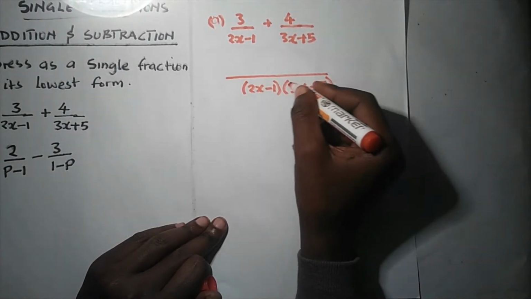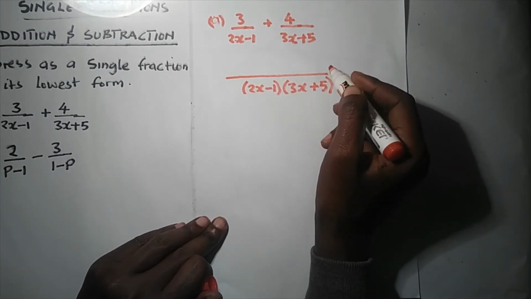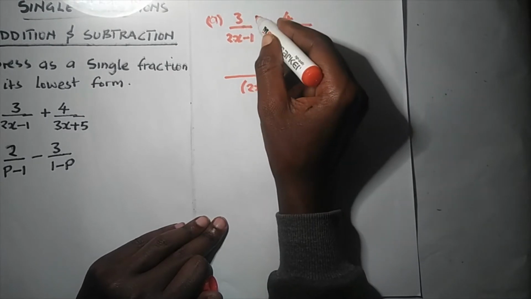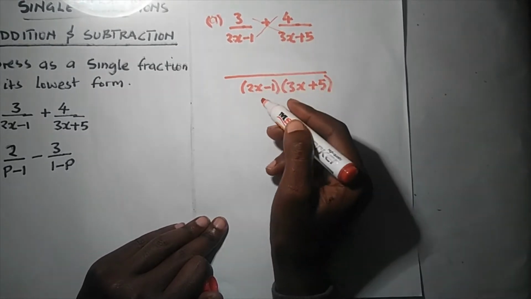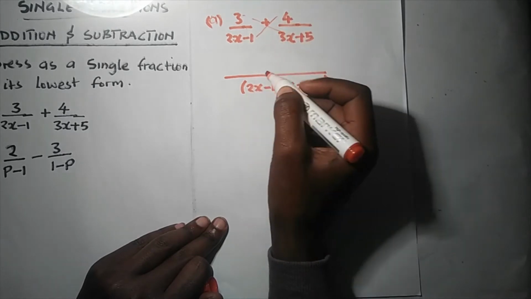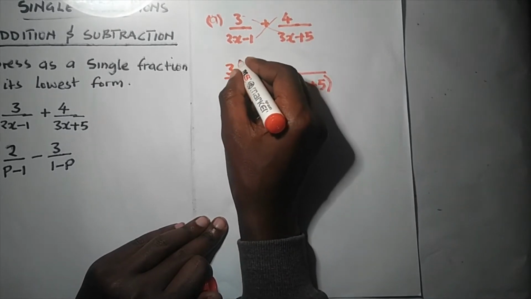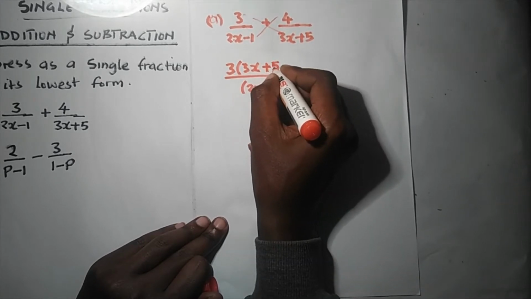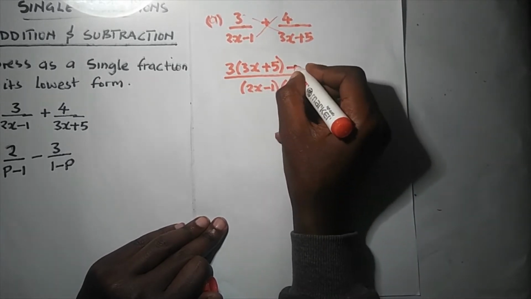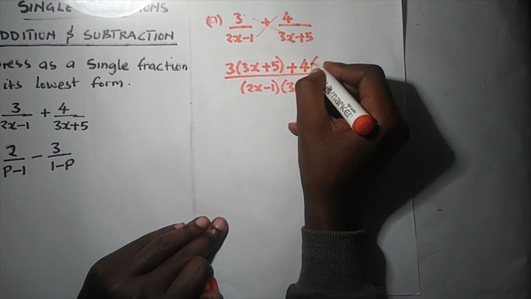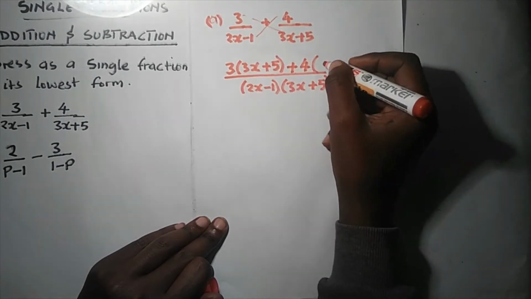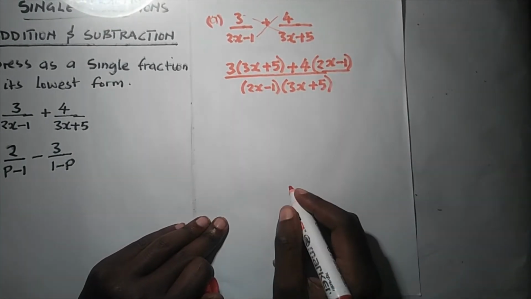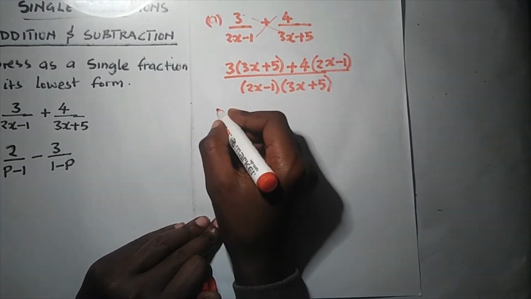Okay, so once you have written the common denominators like this, we are now going to cross multiply here, this one and that one there. So we cross multiply now here. So we are going to have 3 times 3x plus 5, plus 4, this 4 here, times this one here, 2x minus 1. And then we are going to simplify on top.